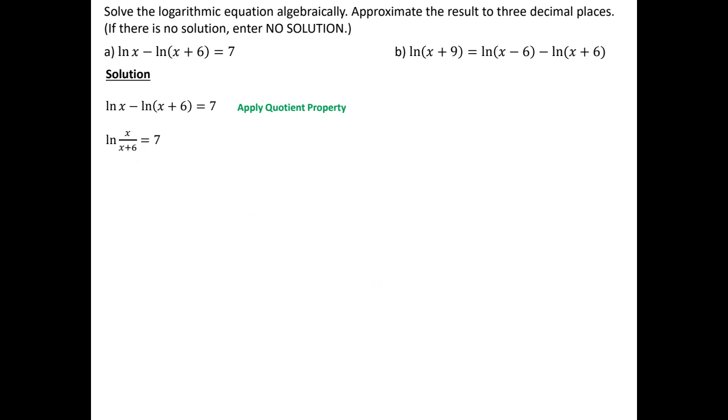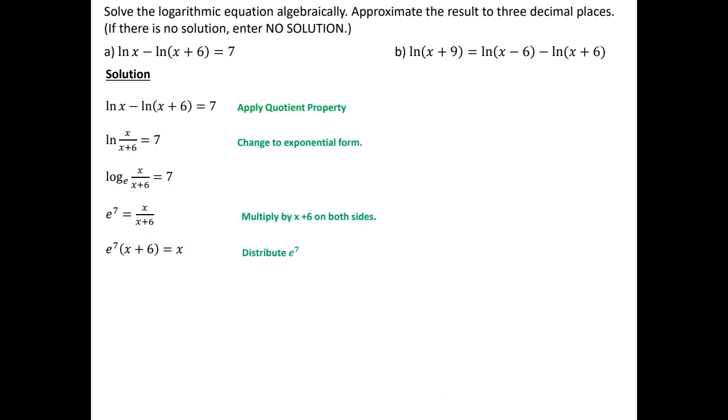Now I can convert it to exponential form. So my base is e. The log is equal to 7, so that makes 7 the exponent. And now I'm ready to solve for x. So in order to solve for x, I'm going to multiply by x plus 6 on both sides. So I get e to the 7th times x plus 6 is equal to x. Now I'm going to distribute that e to the 7th. So I get e to the 7th x plus e to the 7th times 6 is equal to x.